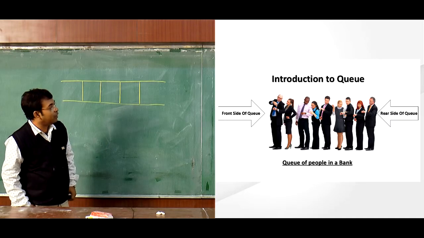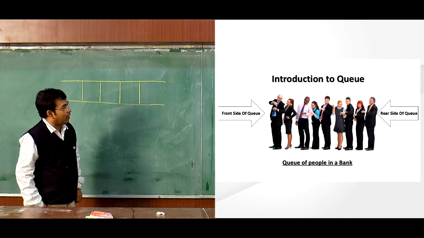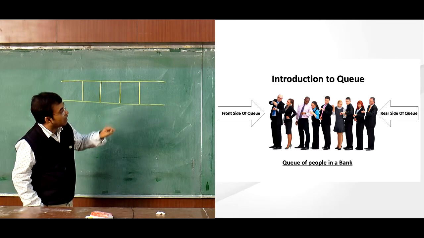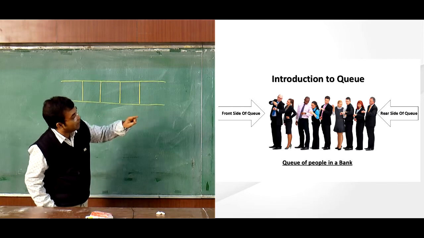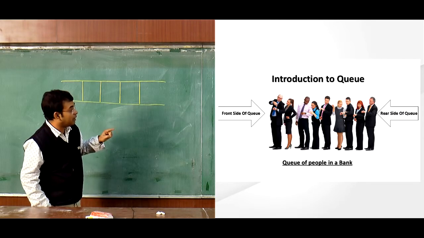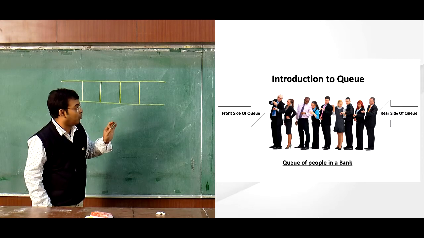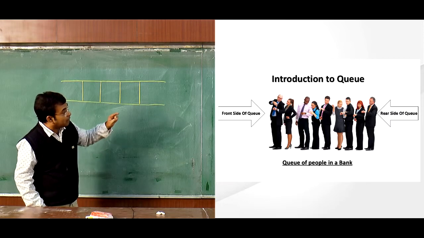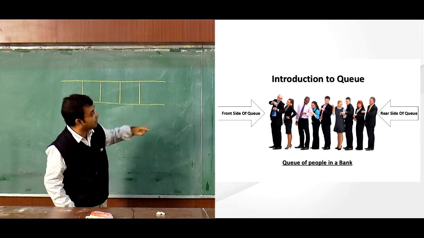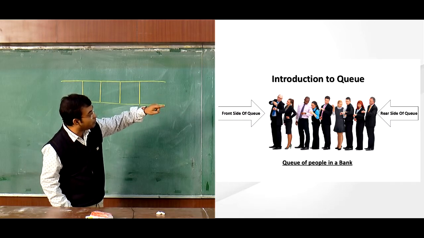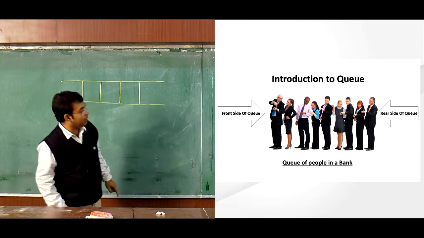This is a queue in a bank and everybody is waiting to get the service. The one who is standing first will be served first, and whoever is standing last will be served last. That means the order in which the service is going on is first in, first out, that is called FIFO. One pointer points to the first person, called the front side, and another points to the last person, called the rear or back side.